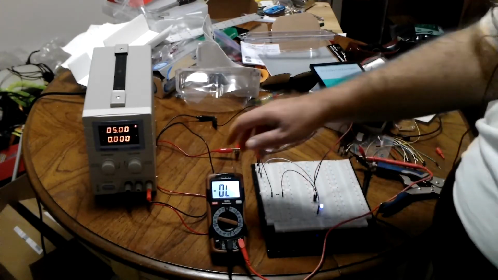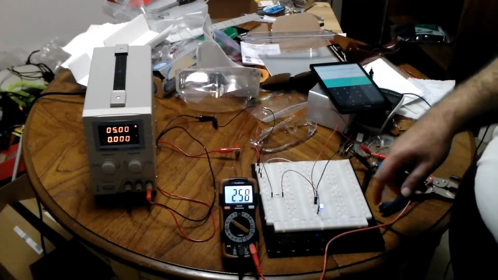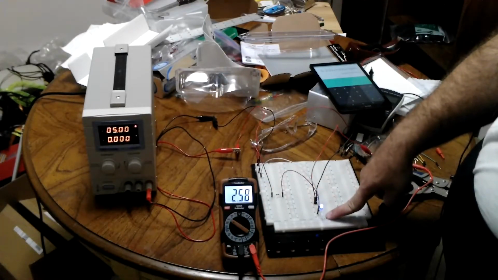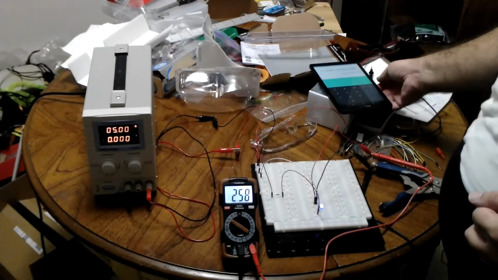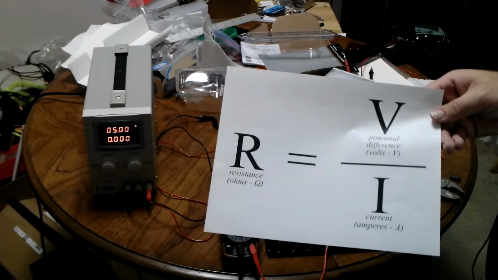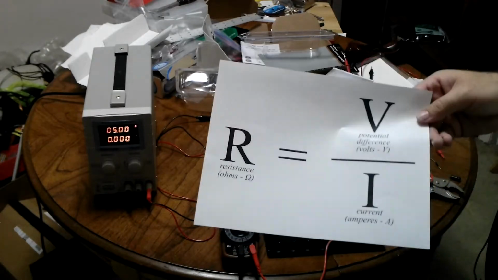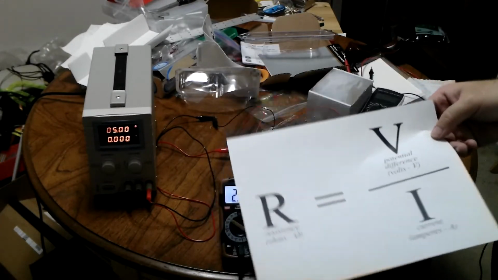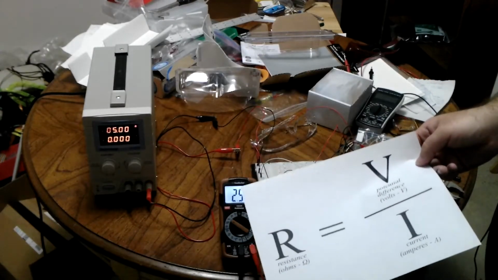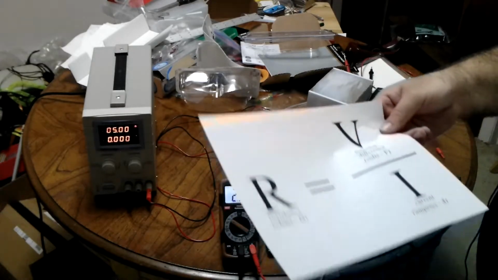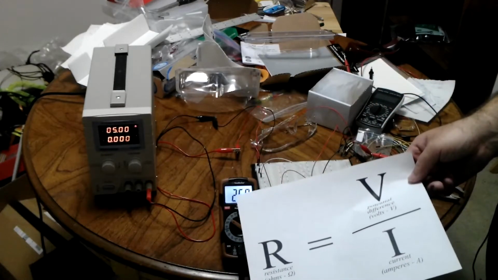And we're getting a negative because I've plugged it in backwards. So we have 2.58 volts out of 5 being dropped by this LED. So we know our volts, which is 2.58. We know our amps, which is 239 divided by 1,000 divided by 1,000 because it's microamps.